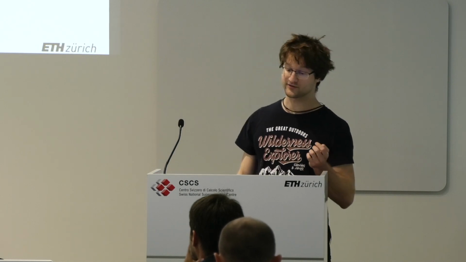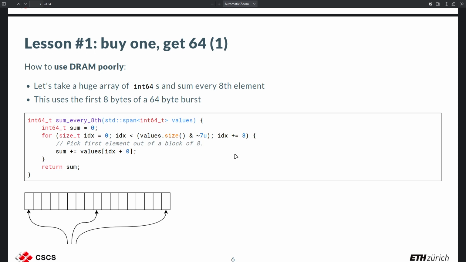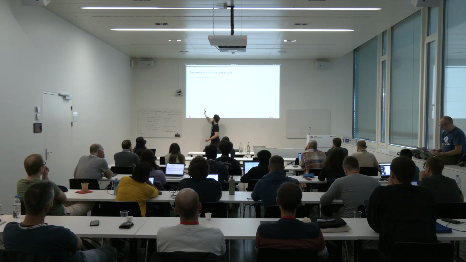And this leads us to our first lesson today by using DRAM efficiently. If you just request 1 byte, you always get 64. So why not use all those 64 bytes? So think about this example. How do you use DRAM poorly? These would be the memory cells that you have. Say each of them is a 64-bit int. And what you're trying to do is access every 8th of them and just add them together.